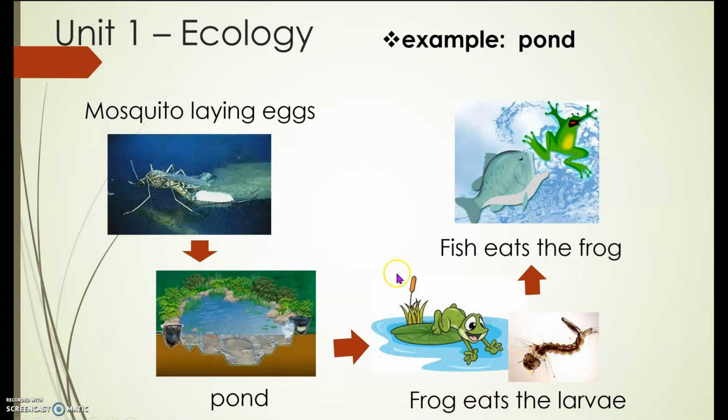This larvae is from this egg. So when the mosquito egg matures, the next stage would be a larvae. So this frog eats the larvae. Next, the fish who also lives in the water may live in this pond and eats the frog. So fish eats the frog. So all the organisms are linked with each other. We can see the food chain connection in this ecosystem as well. Okay, let's see another example.